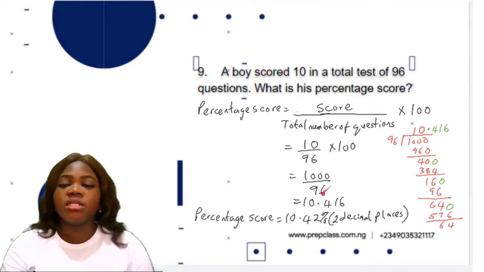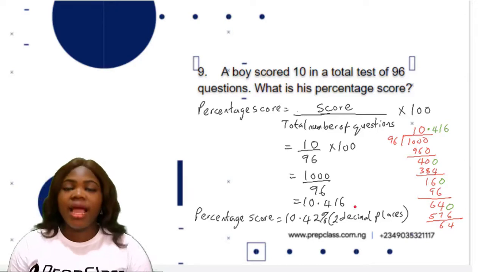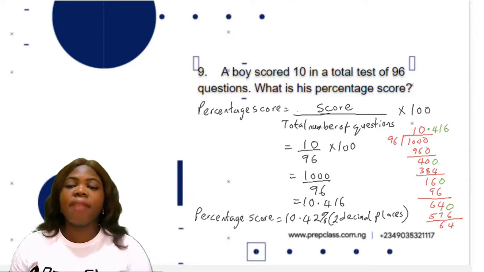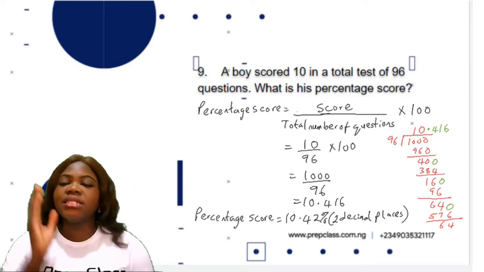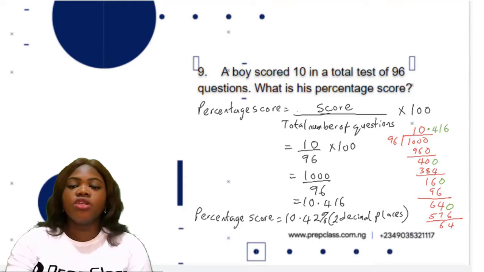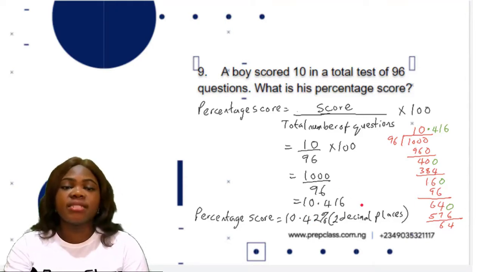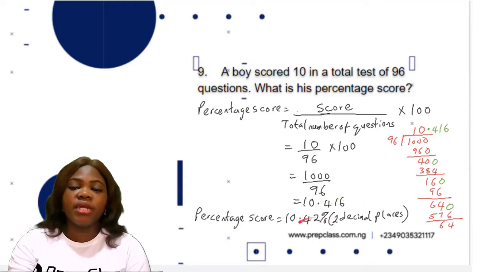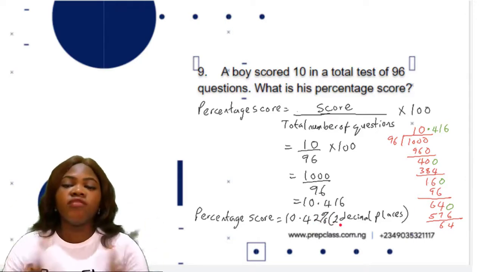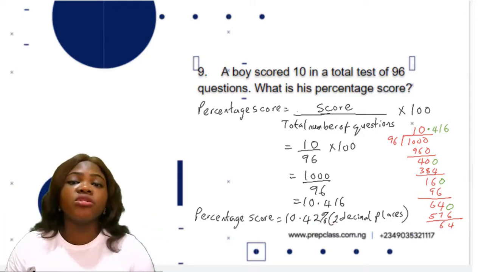So we have 10.416. And in the options, all the options have two decimal places. So that means we have to approximate 10.416 to two decimal places. 10.416 corrected to two decimal places is 10.42. So the percentage score of this boy is 10.42%.